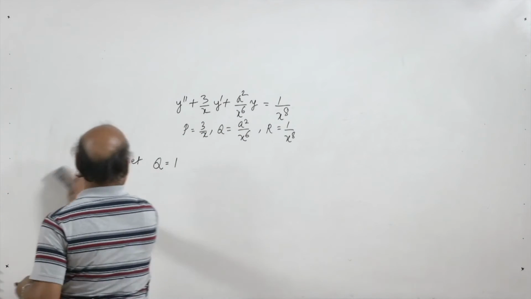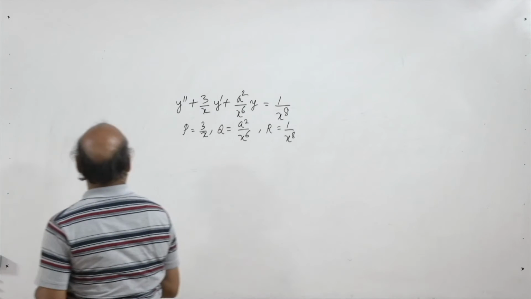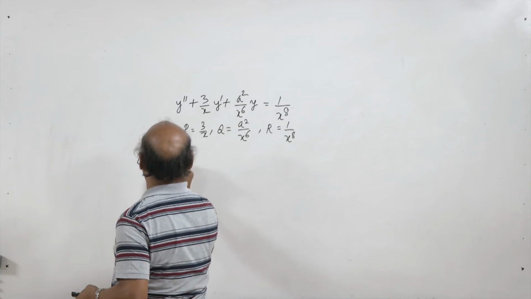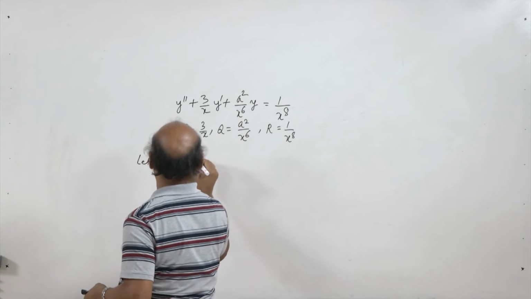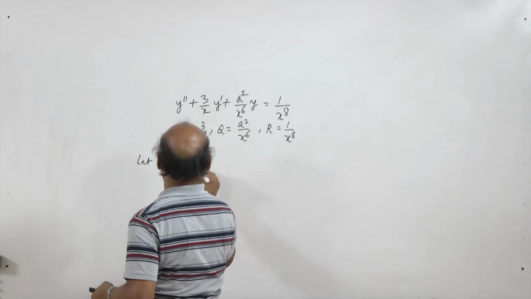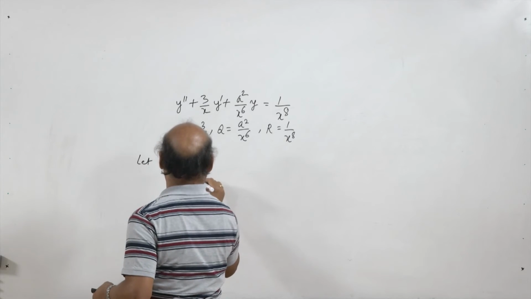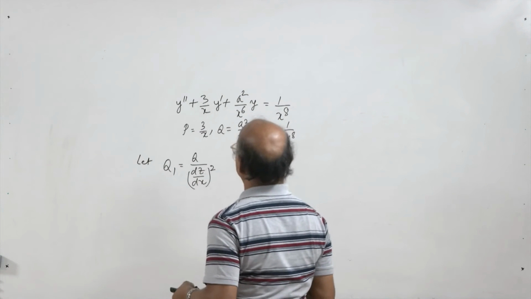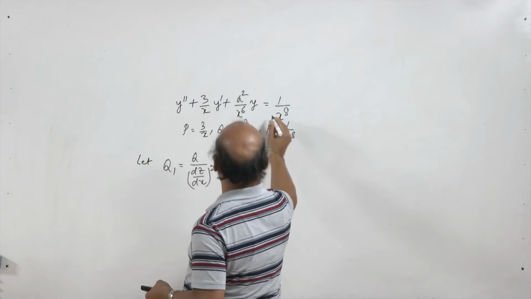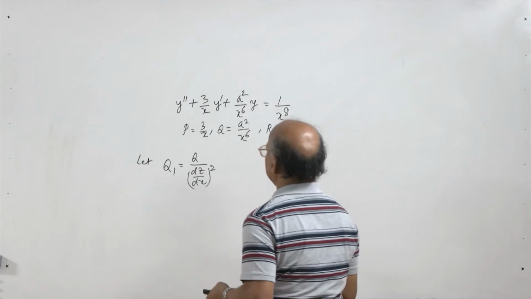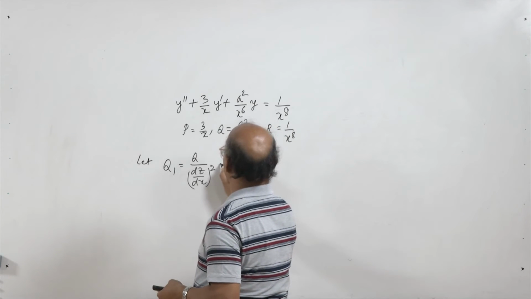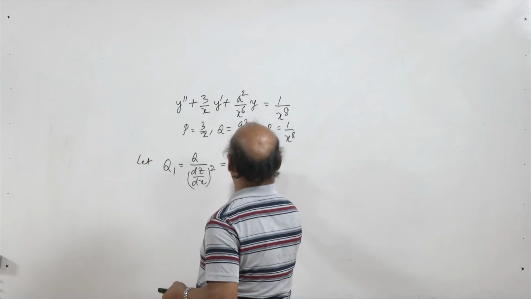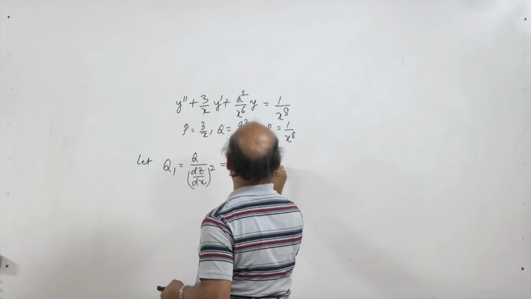Wait, I think, wait a minute, sorry. So let q1 be equal to q by dz by dx whole square. After we change the variable from x to z, we get this q1. So after we change the variable from x to z, we will get q1 as this. So let us put this equal to a square by x to the power 6 into 1 by dz by dx whole square.